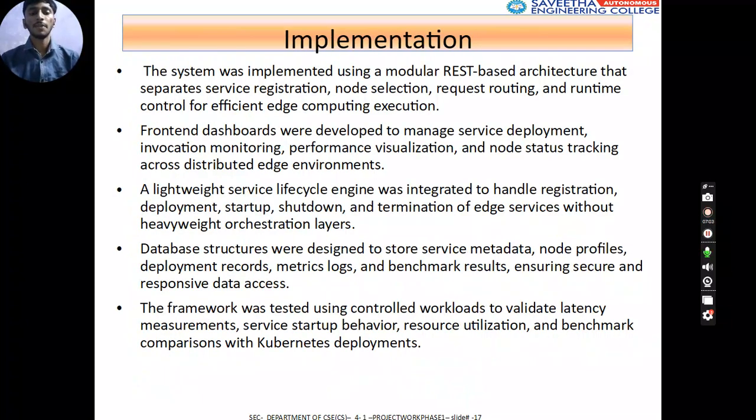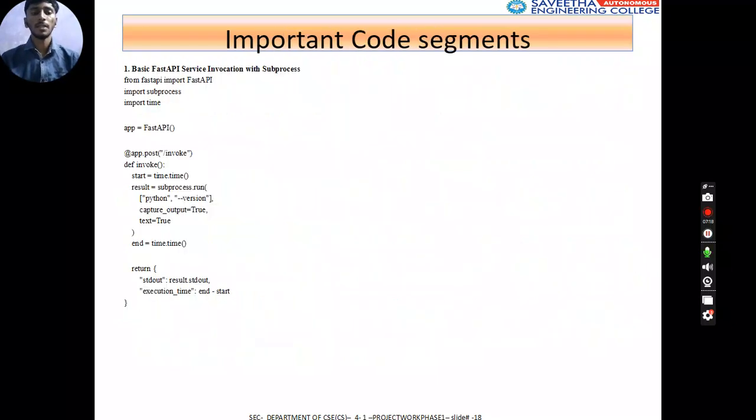Implementation. The system is implemented using a modular REST-based architecture. We are following REST-based frameworks for developing this framework. These are the important code segments for our project, which we developed using FastAPI.